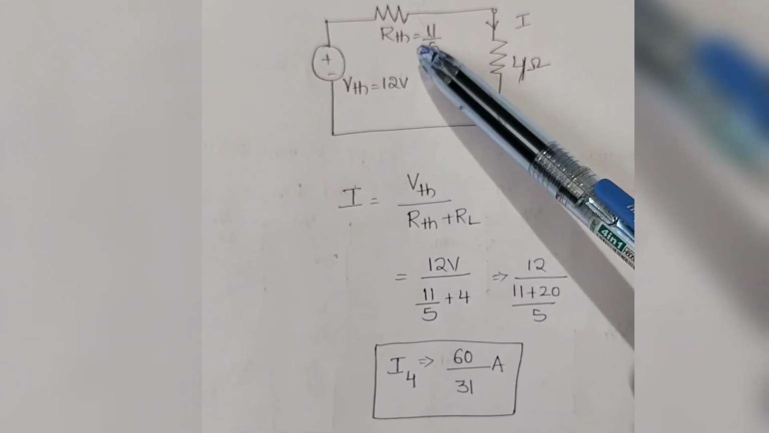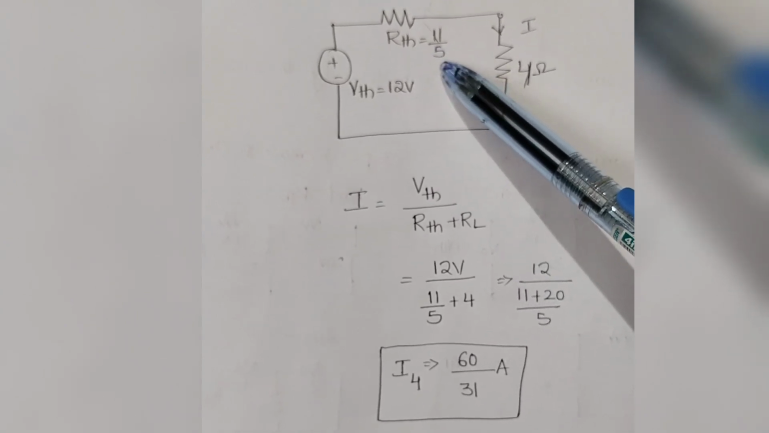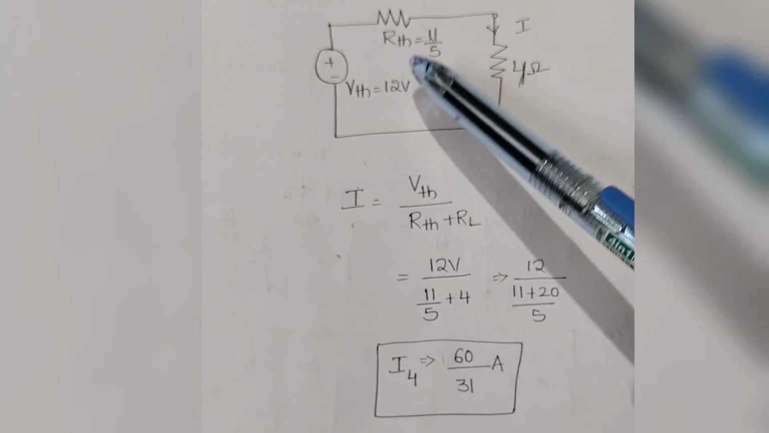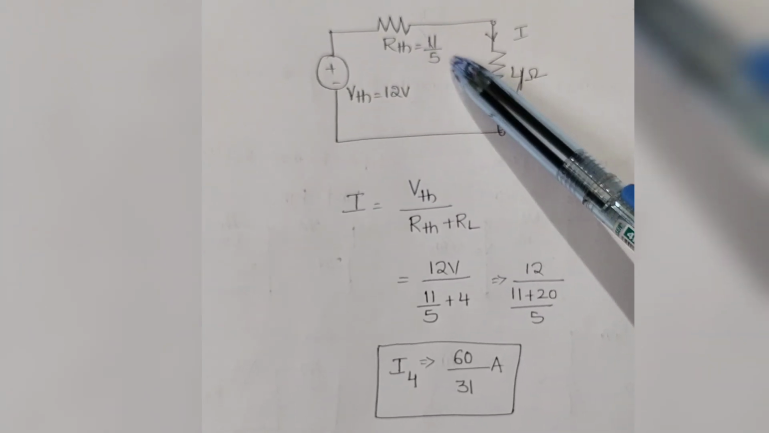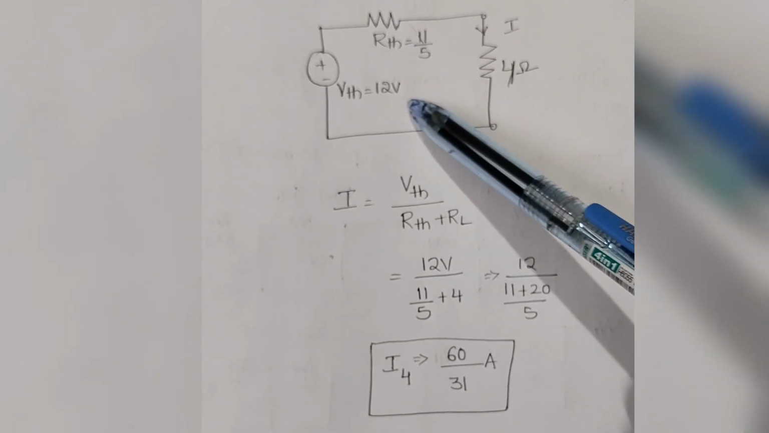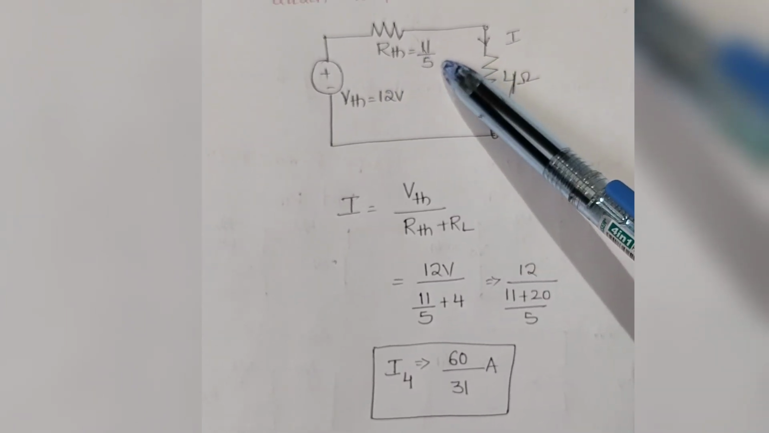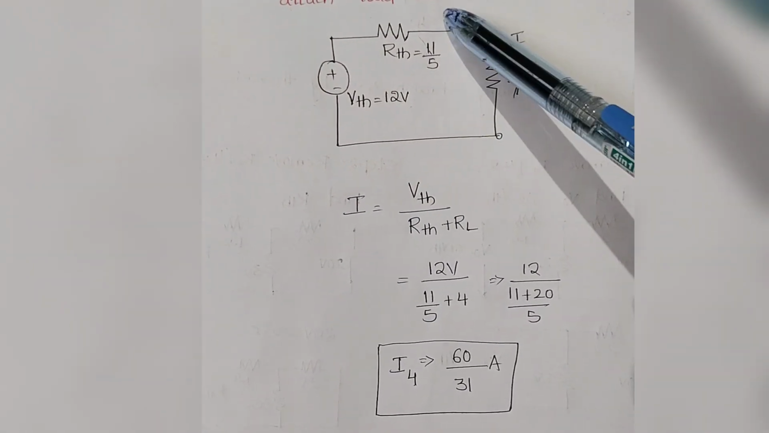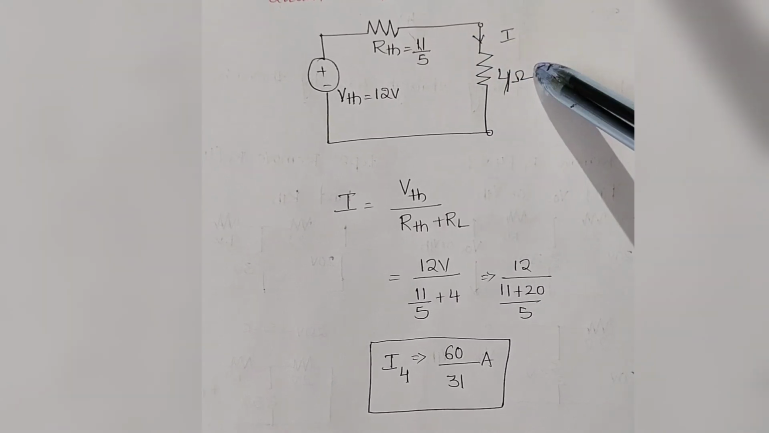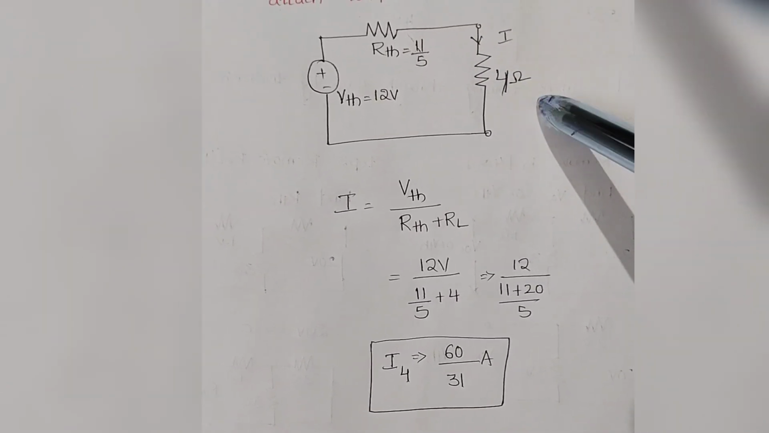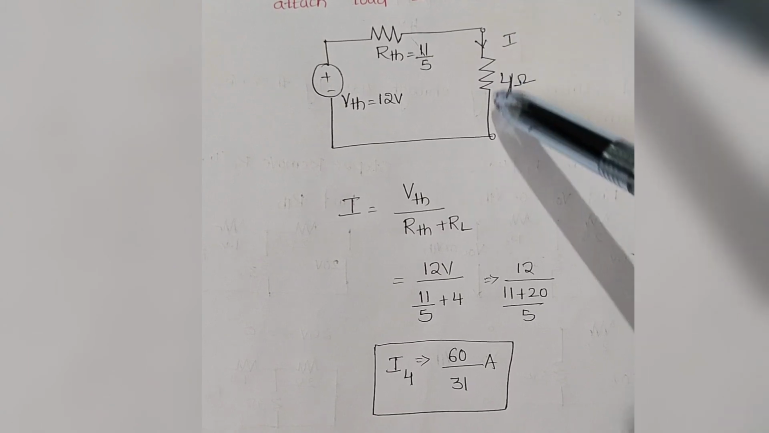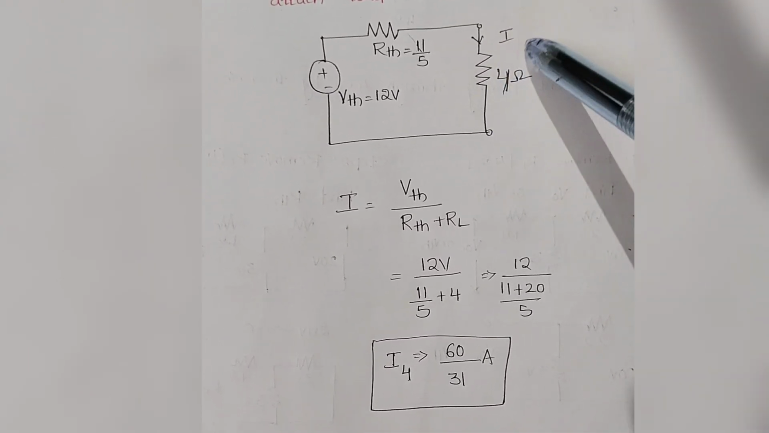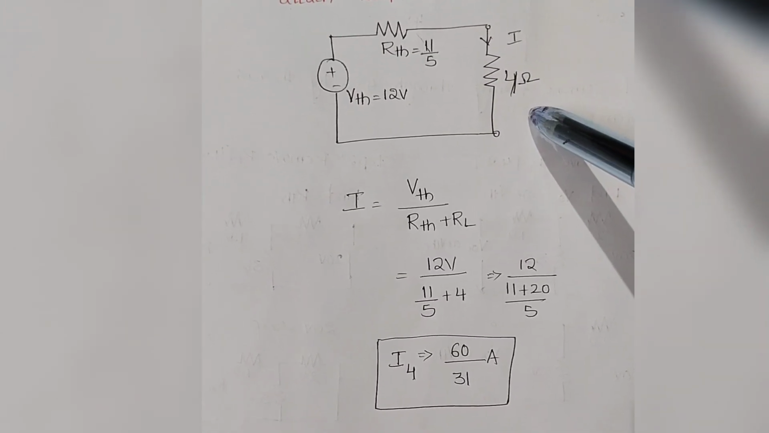The resistance value RTH comes from step 2. Whatever values we get from step 1 and step 2, we write here. VTH and RTH are in series. This is the Thevenin's equivalent circuit. To this circuit, we attach the load. What is our load? The load is 4 ohms. The 4 ohms is attached to these terminals. Our final target is to find the current flowing through the 4 ohms.